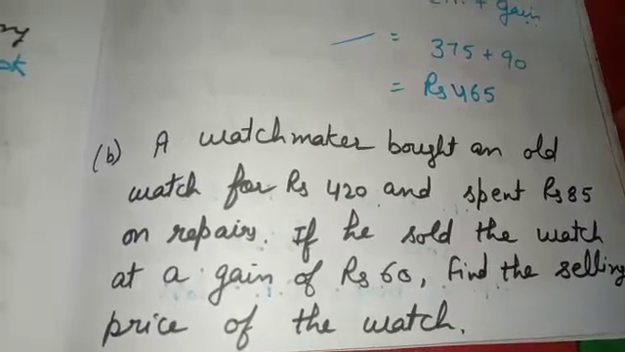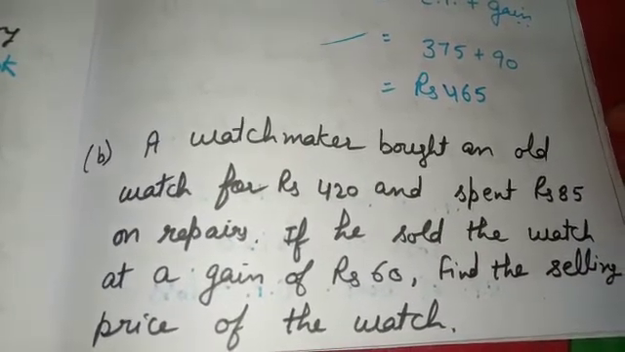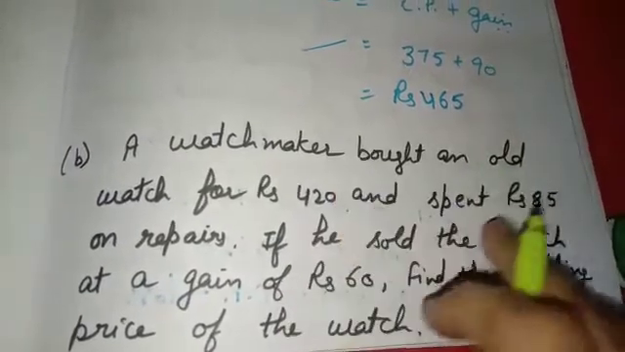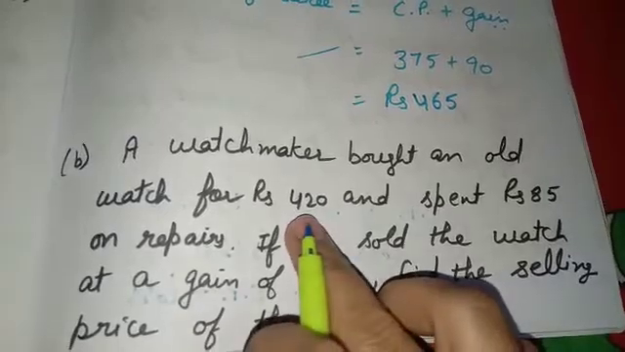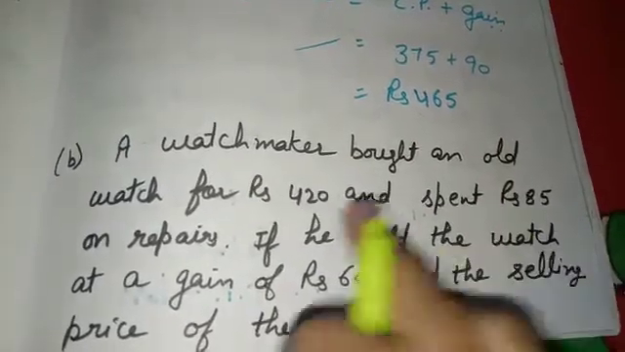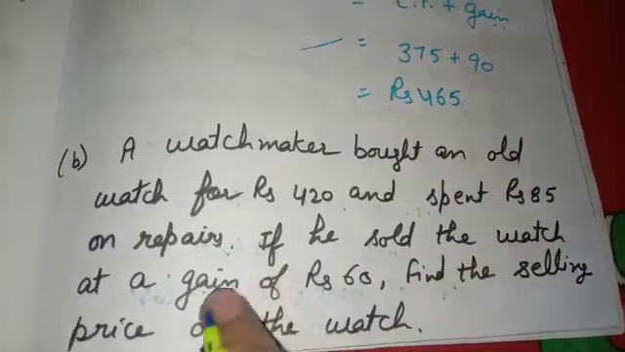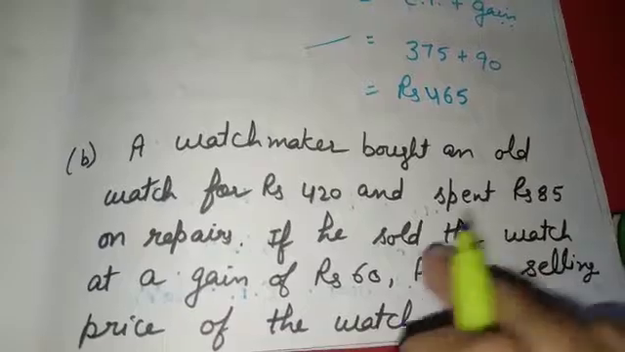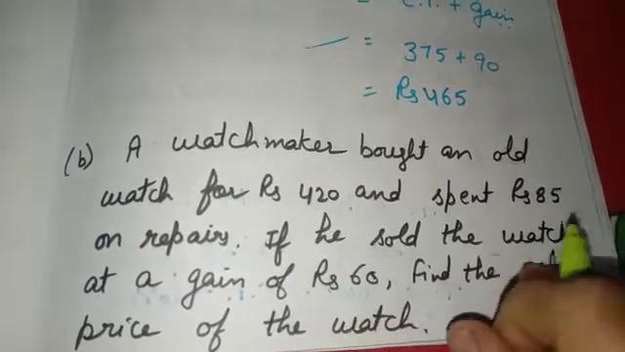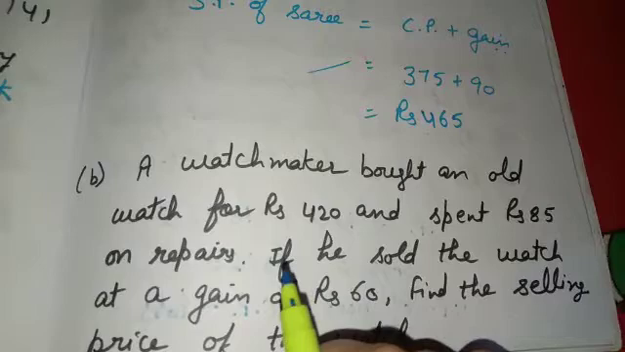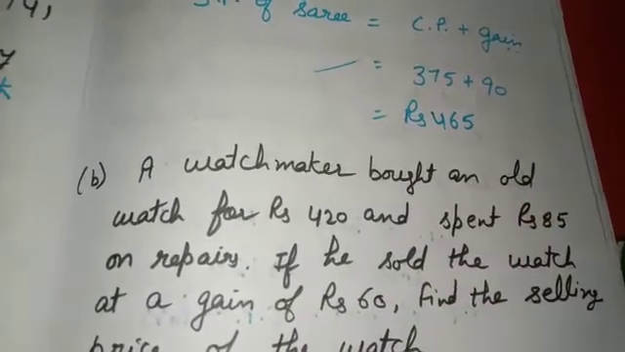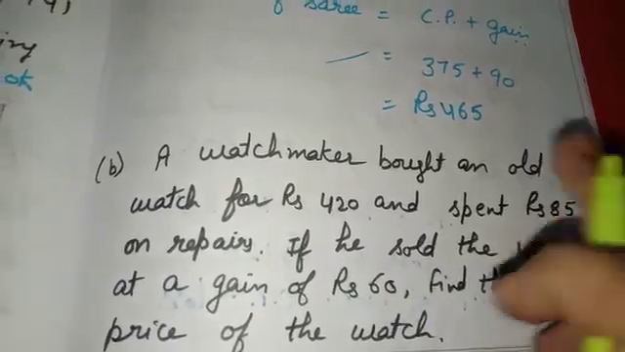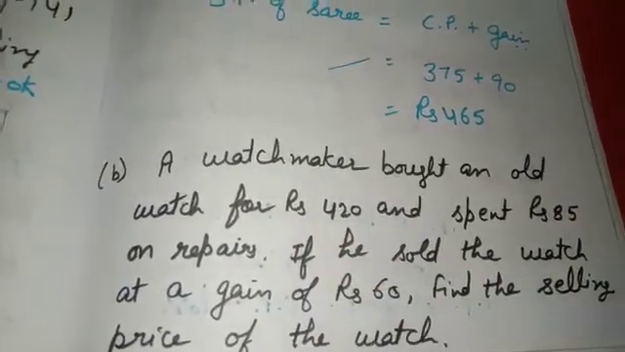A watchmaker bought an old watch for rupees 420 and spent rupees 85 on repairs. Here 85 is given extra, 420 is the cost price, then he spent rupees 85 on repairs. If he sold the watch at a gain of rupees 60, find the selling price of the watch. If profit with cost price is given, we know how to find selling price as we did in the first part, but repair charges are also given, and we know that such charges, overhead expenses, are always included in cost price.